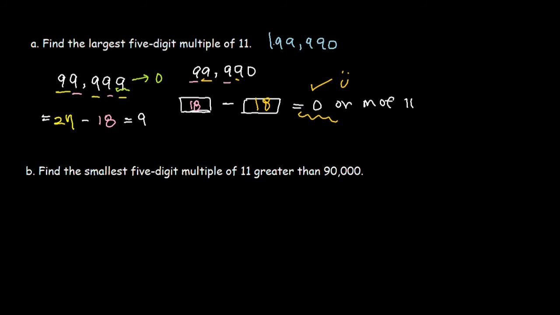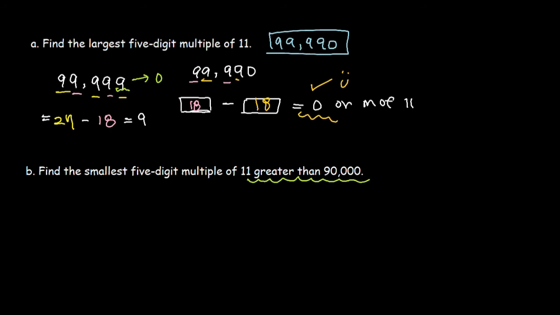Let's move on to the second question. The second question asks, find the smallest 5-digit multiple of 11 greater than 90,000. So while in problem 1 it asked for the largest number, now we're looking for the smallest 5-digit number greater than 90,000. Pay attention to the restrictions. Let's take that into consideration. We again have to use the divisibility rule to solve this question. So we know that the sum of the alternating digits has to have a difference of either 0 or a multiple of 11.